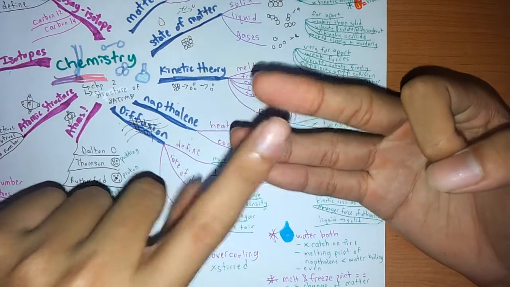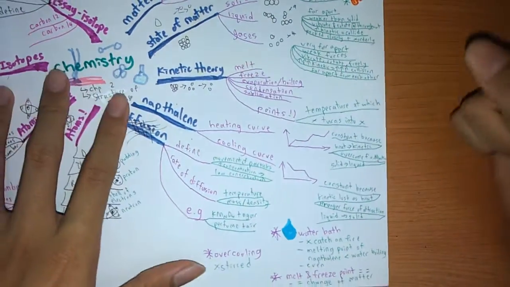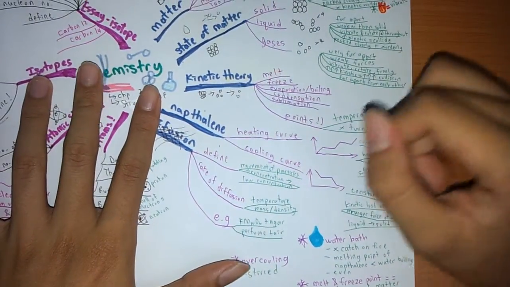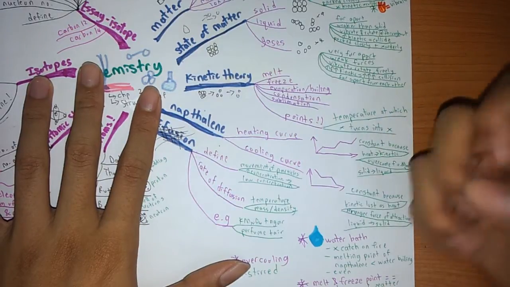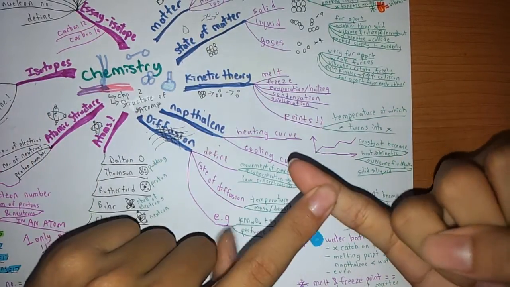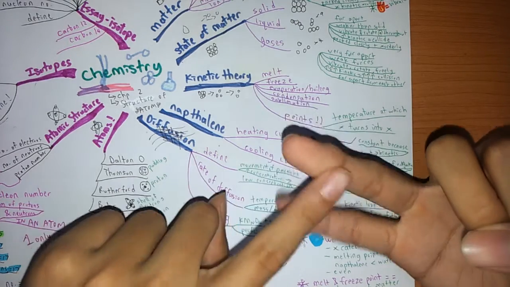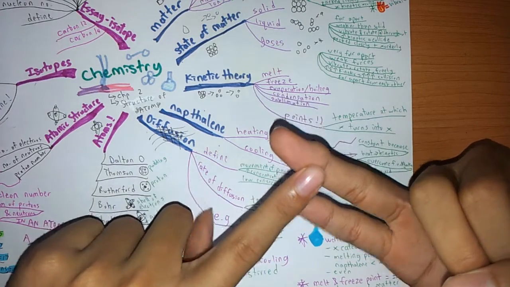So the mixture has both solid and liquid. And if the SPM exam asks you this and gives 2 marks, your 2 marks are: the temperature is constant because heat energy is being converted to kinetic energy, and that kinetic energy is used to overcome the forces of attraction between particles.